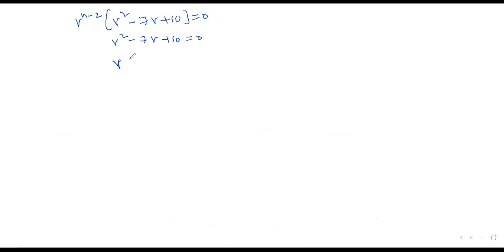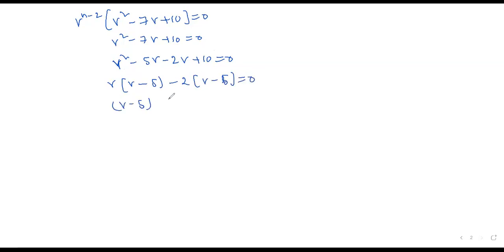Find the roots. The equation can be written as r square minus 5r minus 2r plus 10 equals 0. Just take r common here. If you take r common, you can write r minus 5. If you take minus 2 common, you can write r minus 5. Already you know how to take these factors. Here r minus 5 is common, then you can take r minus 2 equals 0. Finally, r equals 2, 5. These are called the roots.